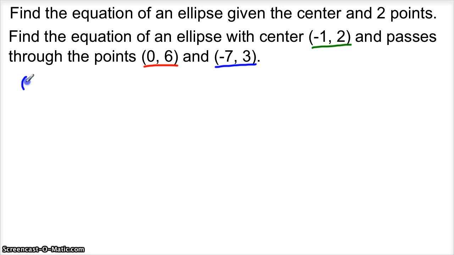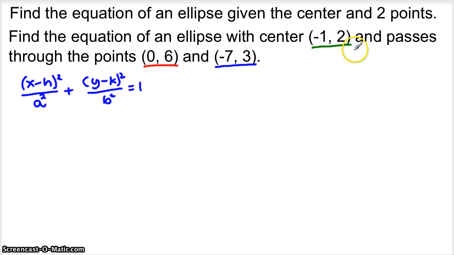So the general form of an ellipse is x minus h squared over a squared. Remember, a is actually equal to the length of half the major axis. But in this case, I'm not sure which is the major and which is the minor. And then y minus k squared over b squared, and that's equal to 1.